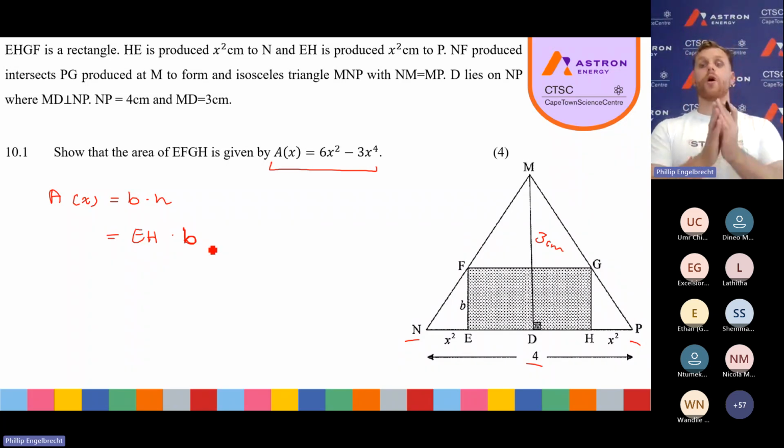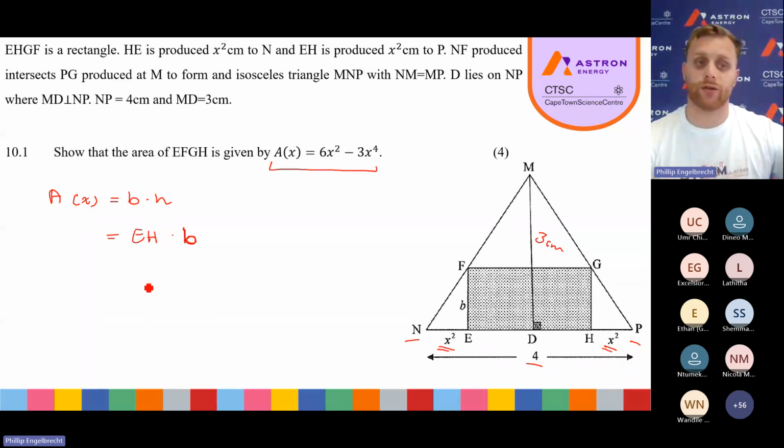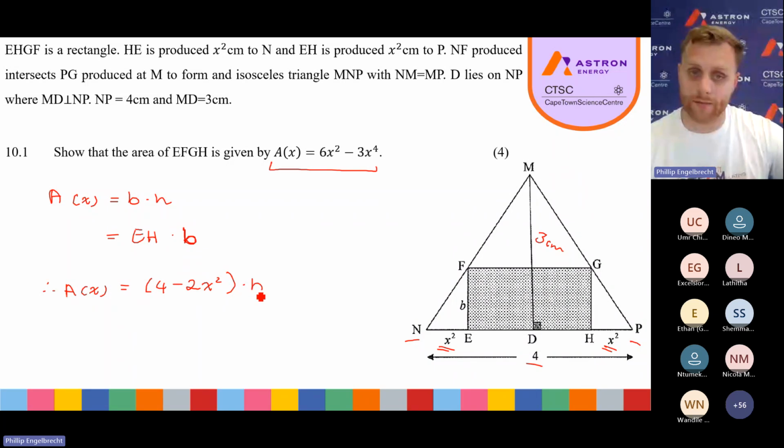All right. The whole length of this base of NP is 4 units. And then N to E is x squared. H to P is also x squared. So therefore, the area is equal to, this becomes 4 minus 2x squared. And that is multiplied by B, which is this value over here.